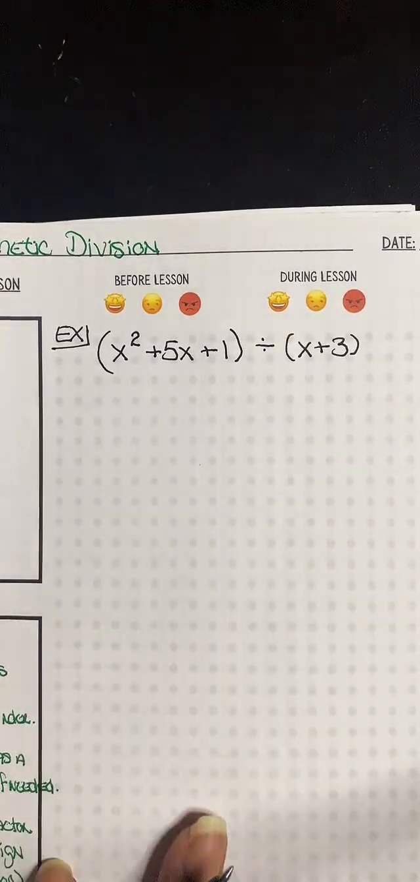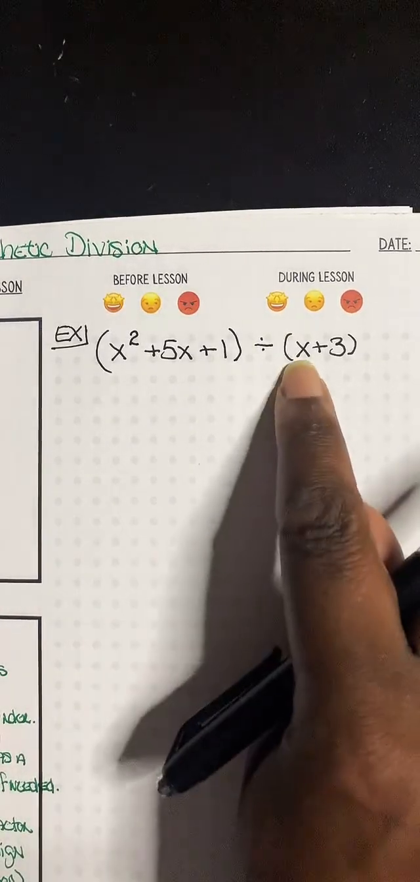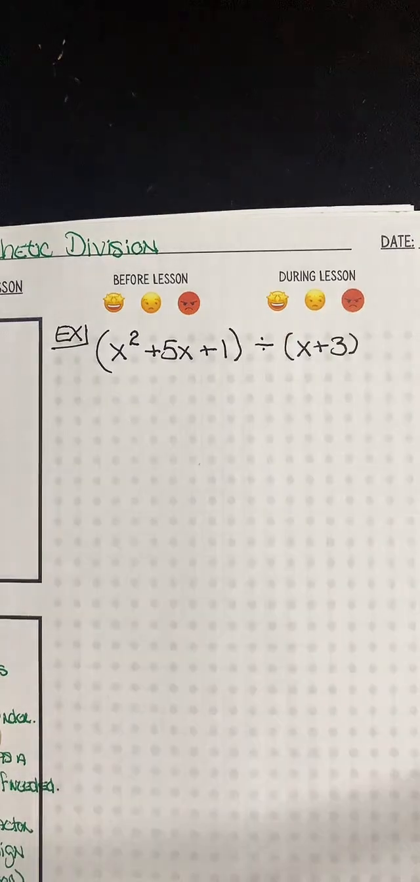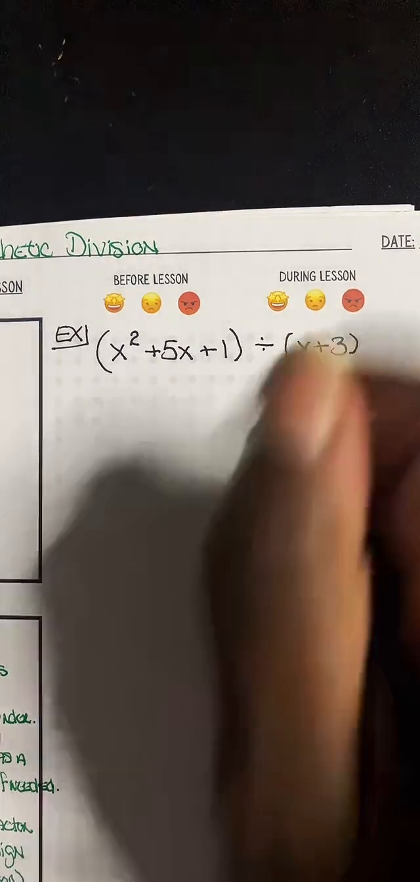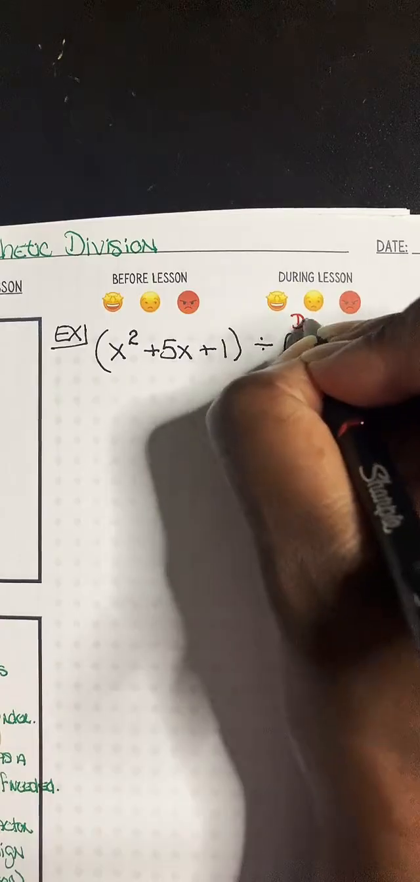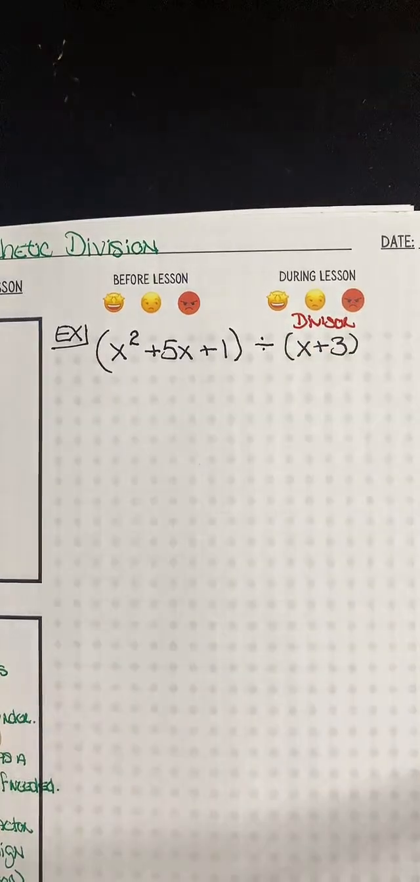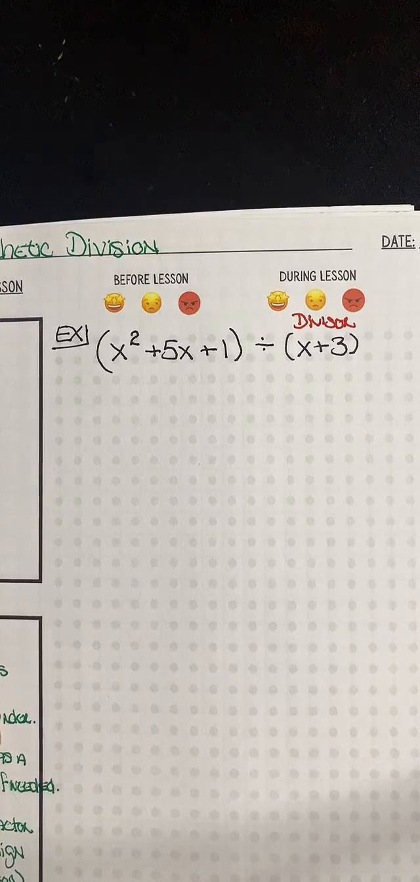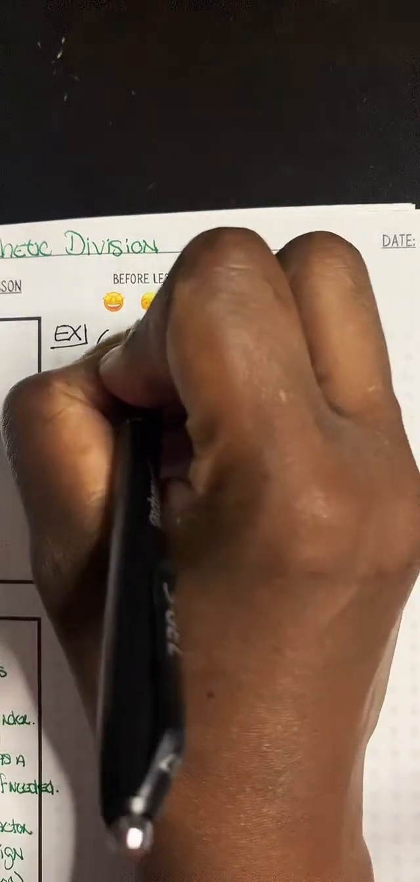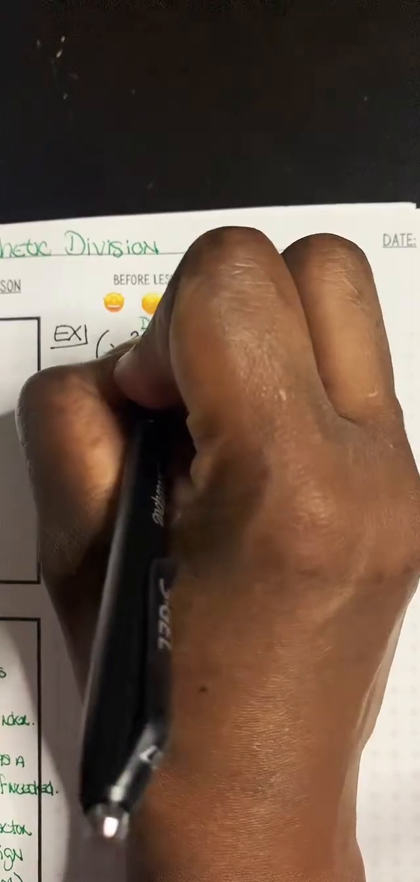Now, the way that we set this up, this is going to be my divisor. Let me put it here. This is my divisor. And this over here, oops, this is called my dividend.